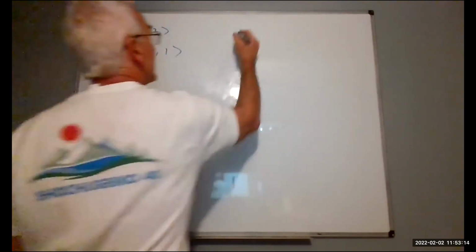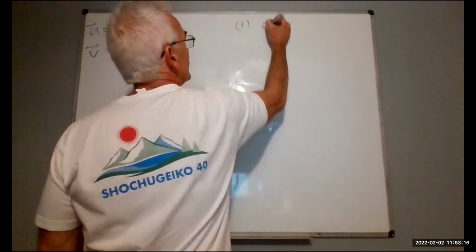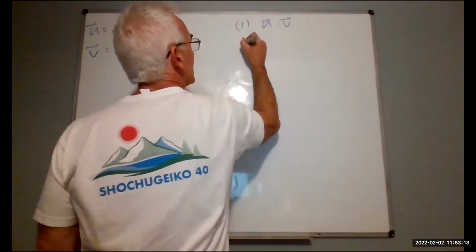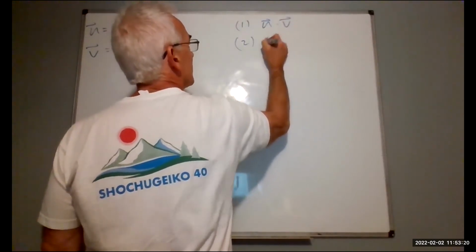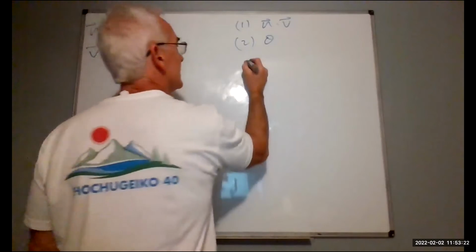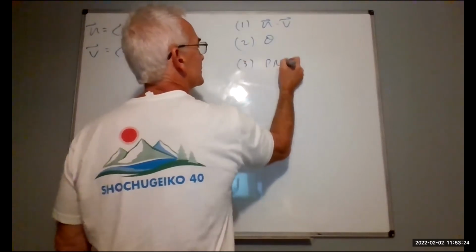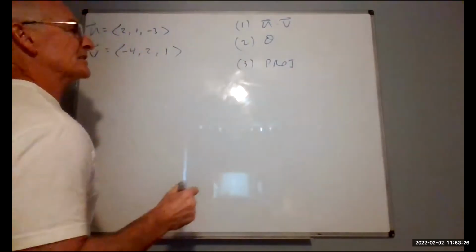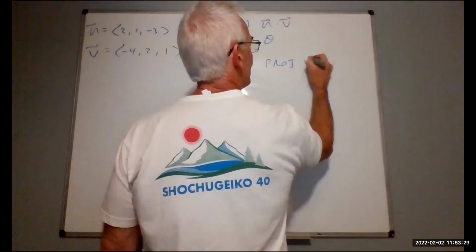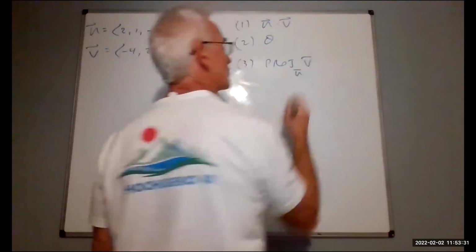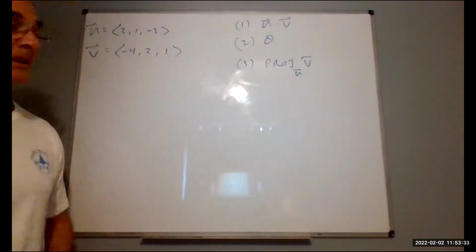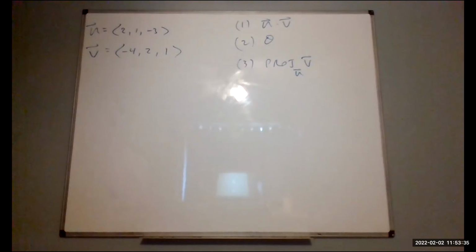I would like to find u dot v. Let's find theta, the angle between u and v. And let's do the projection. How about we do the projection this time of v onto u? It doesn't matter which way we go, but the formula has to go with the right one. Well, let's start with u dot v.